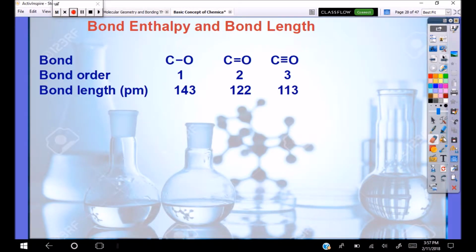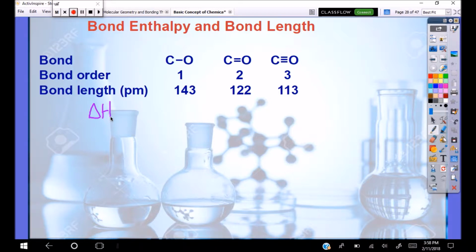All right, so we can see here that relationship between bond order, bond enthalpy, and bond length. Here we've got a carbon single bond to an oxygen, a carbon double bond to an oxygen, and a carbon triple bond to an oxygen. As you see, the length gets smaller as we have more electron density. Those things get pulled closer together. In terms of the bond enthalpy, our delta H, we would get that from a table, and we would look at that table a little later.